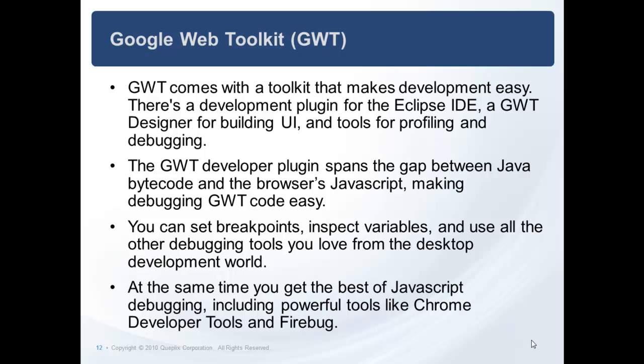The toolkit's very easy to deploy. You have a plugin that spans the gap between Java bytecode and the browser's JavaScript, which makes it really easy to debug GWT. And let's face it, we have many browsers out there today. Our customers do use Google Chrome, but they use IE and they also use Firefox. So this really makes it easy for us.